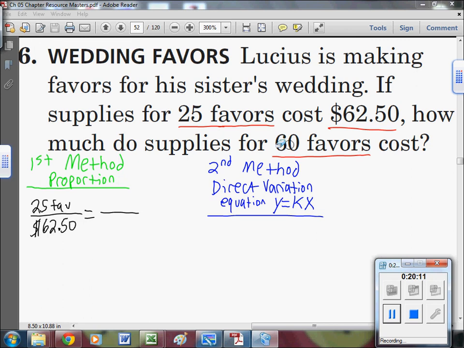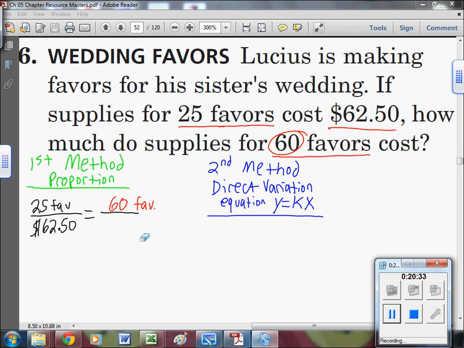Read the rest of the question. How much do supplies for 60 favors cost? They gave us a favors number, they did not give us a dollars number, and so we know that favors is on top, dollars is on bottom. They gave us a favors number, so that number, this 60 favors, is gonna go right up top. So a reminder how to do that. Remember, when we make rate proportions, you have to line up your units of measure.